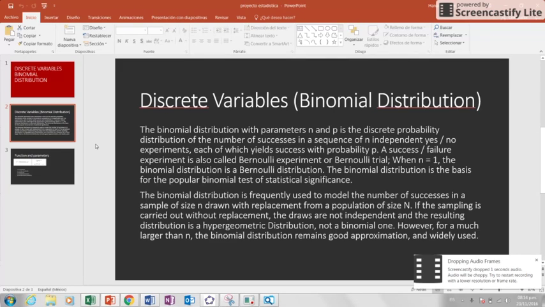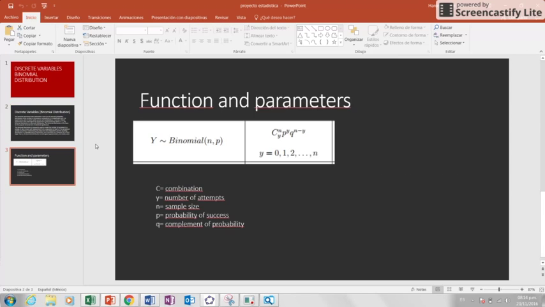The binomial distribution is the basis for the popular binomial test of statistical significance. The binomial distribution is frequently used to model the number of successes in a sample of size n drawn with replacement from a population of size N. If the sampling is carried out without replacement, the draws are not independent and the resulting distribution is a hypergeometric distribution, not a binomial one. However, for N much larger than n, the binomial distribution remains a good approximation and is widely used.